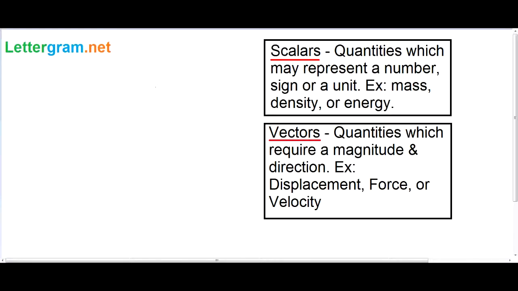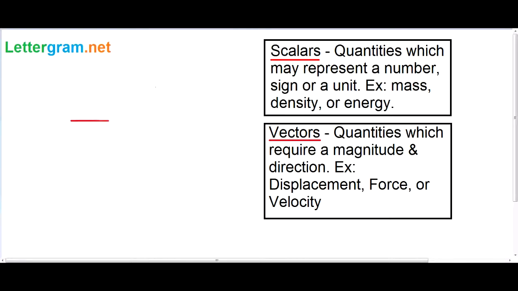Scalars are quantities which may represent a number, sign, or a unit, such as mass, density, or energy, as you can see over here. Vectors are quantities which require magnitude and direction. Examples would be displacement, force, or velocity.